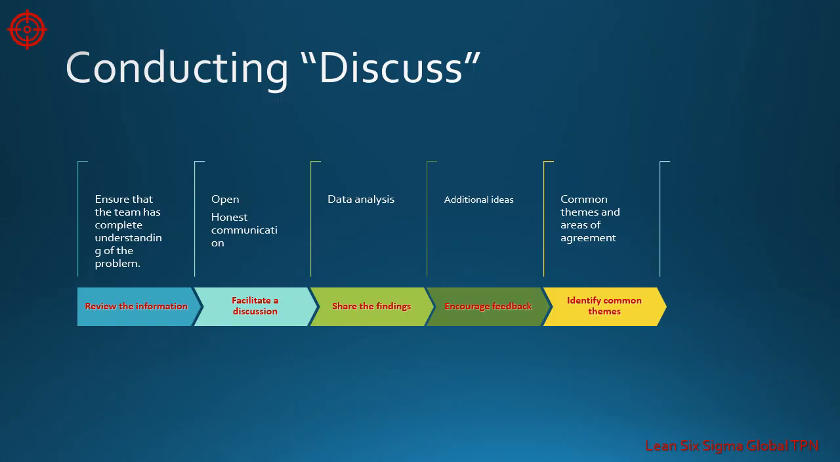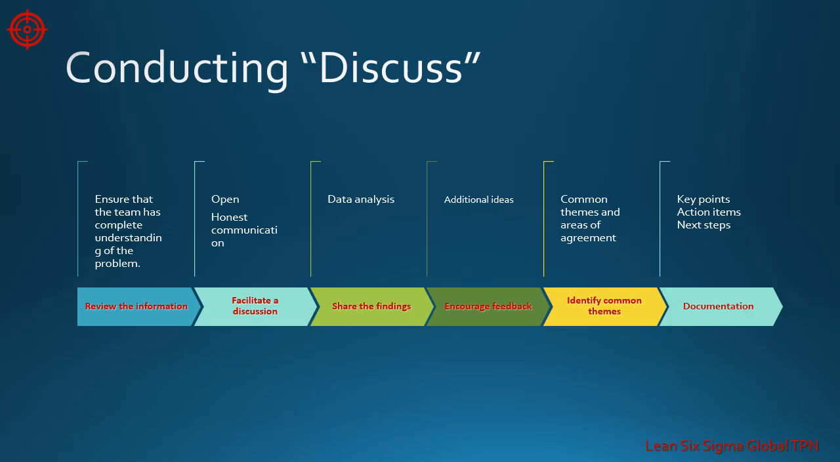For example, the team may identify that a lack of customer service representatives during peak hours is a common theme among customers who experience long wait times. Finally, we document the discussion and action items. As the discussion comes to a close, document key points, action items, and next steps. This documentation should be clear and concise and include any decisions made during the discussion.